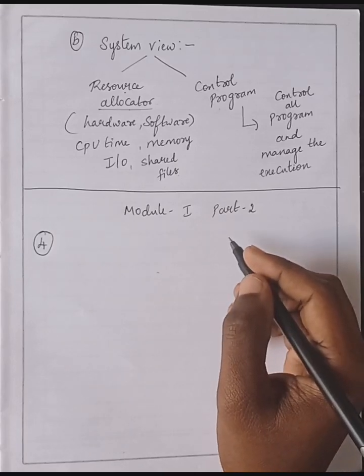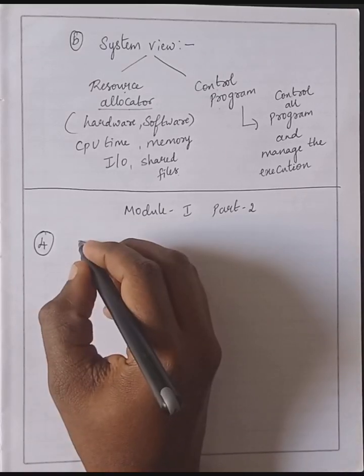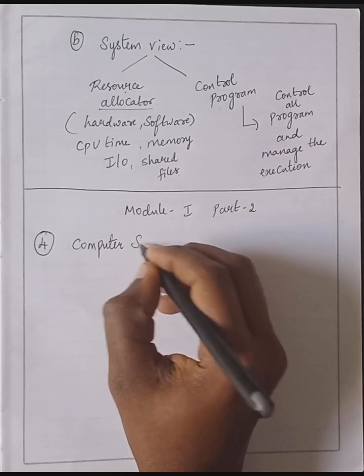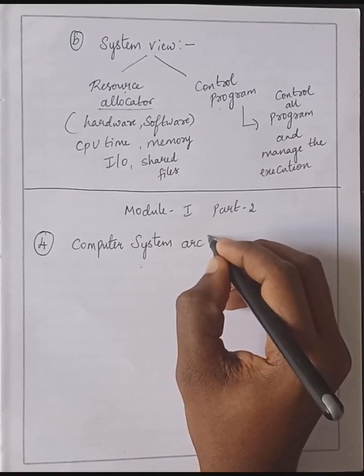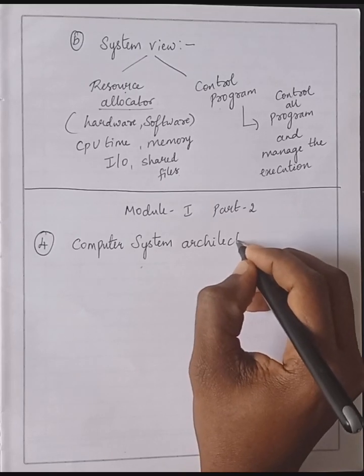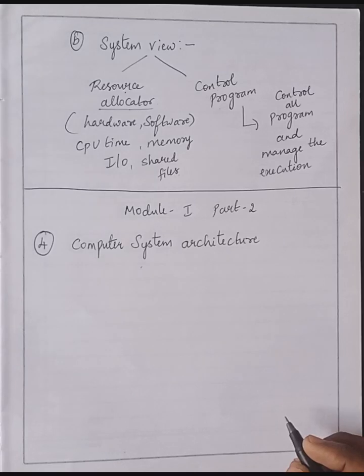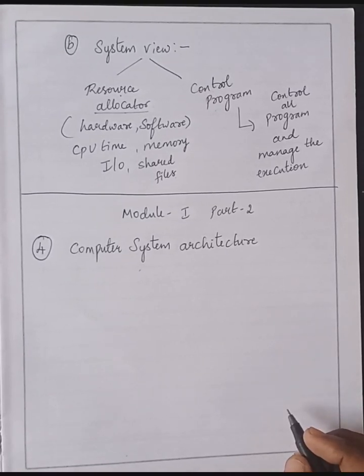Okay, so we quickly move into the new topic. That is the fourth one. The next topic is computer system architecture. For designing the operating system, we want to know the basic ideas about the computer architecture. We roughly categorize the computer architecture into different types.